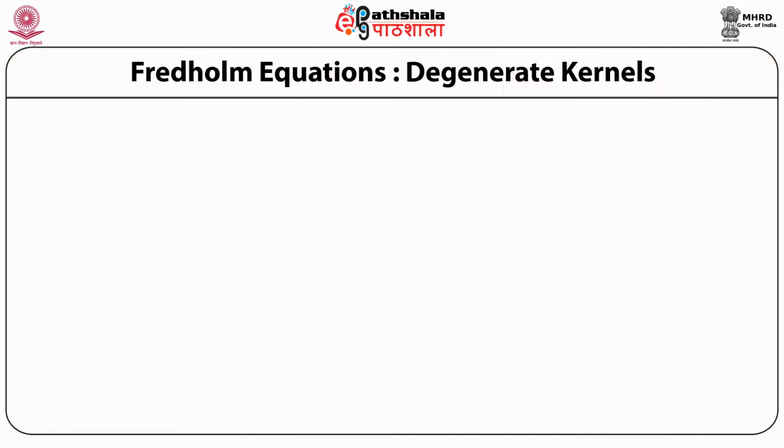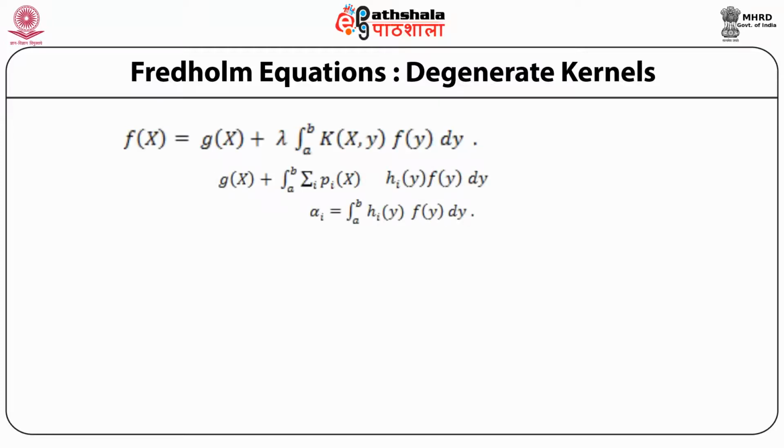Fredholm equation with degenerate kernels can be written as follows. We now consider the case of degenerate kernel of the Fredholm equation. So continuing, we have f(x) is equal to g(x) plus lambda integral a to b K(x,y) f(y) dy, equal to g(x) plus integral a to b.